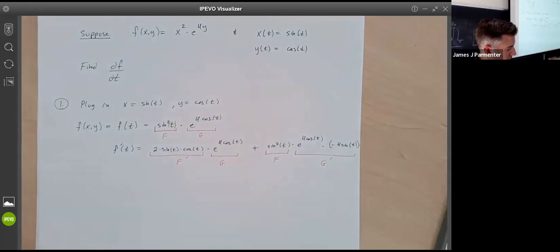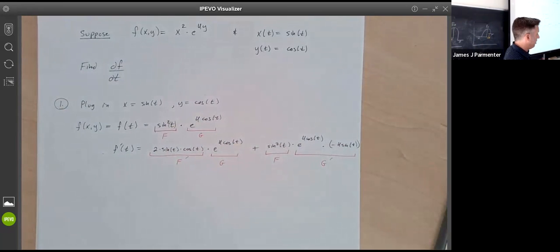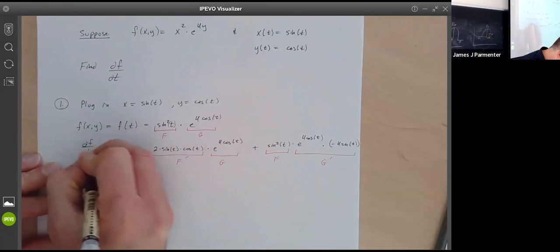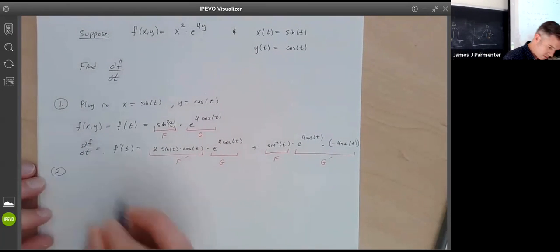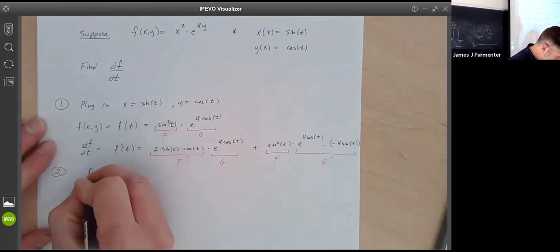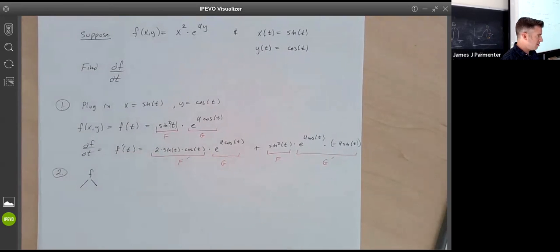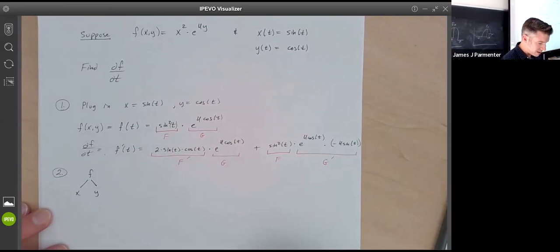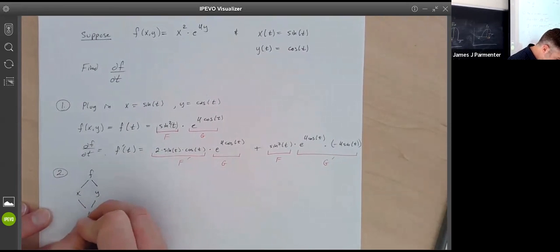Cool. Now, that's not the way we're usually going to do it, mostly because it's kind of tedious. Plugging in the function to another function usually makes doing the chain rule kind of not great. Alternatively, and improved, I would say, we're going to draw this little diagram. F depends on what two variables? X and Y. And X and Y each are functions of T.